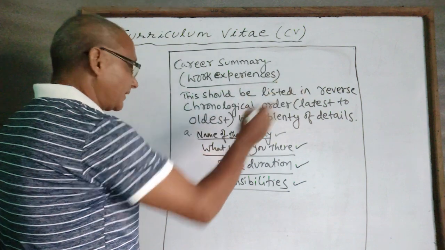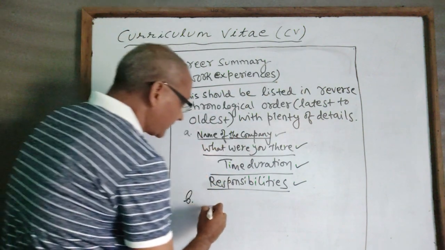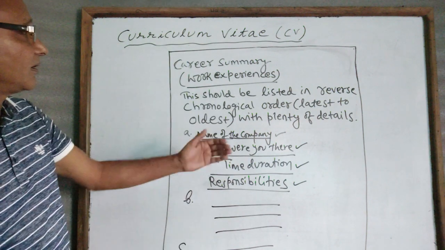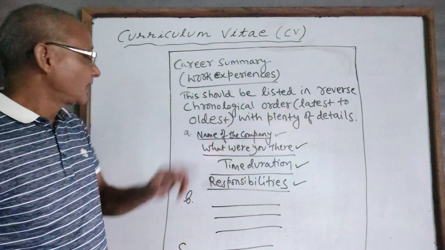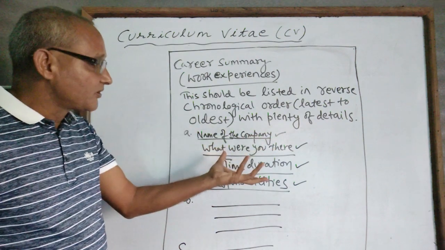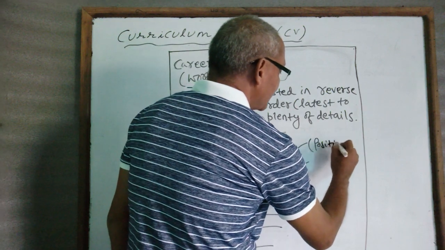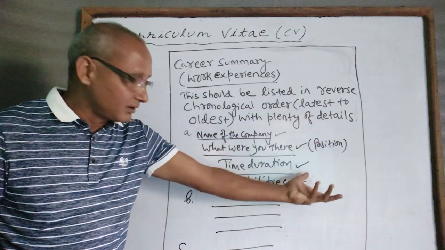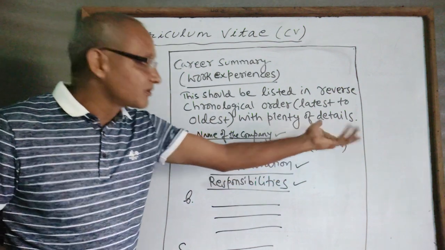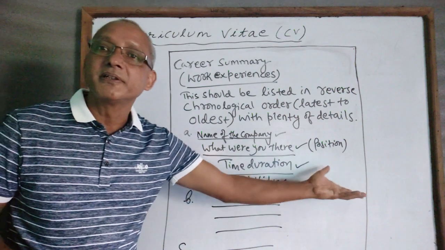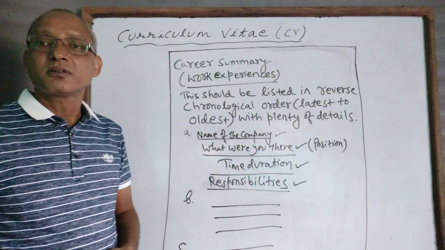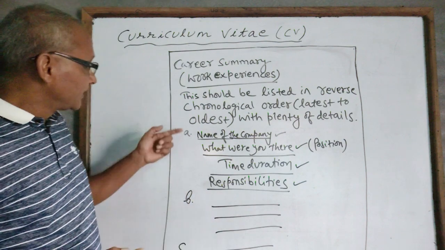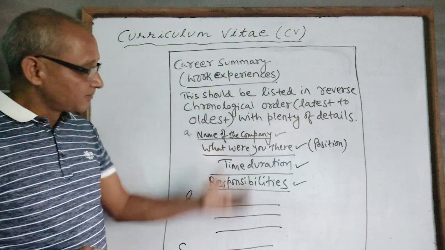Just before applying for this new one. Now before this, where were you? In a similar pattern, again and again it goes on, latest to oldest. Name of the company, what were you there? Your position, please don't forget this. You could have been a manager, an assistant manager, a teacher, or an assistant helper. And the time duration: 1 year, 2 years, 3 years. Then your responsibilities. What were the tasks given to you? These questions should be answered in this career summary in latest to oldest pattern.